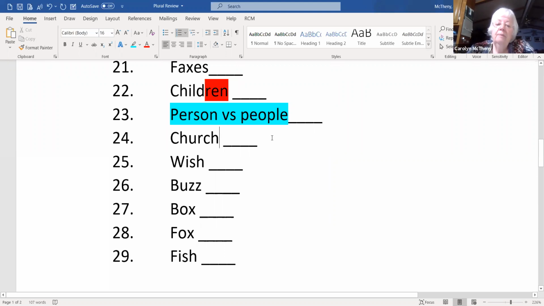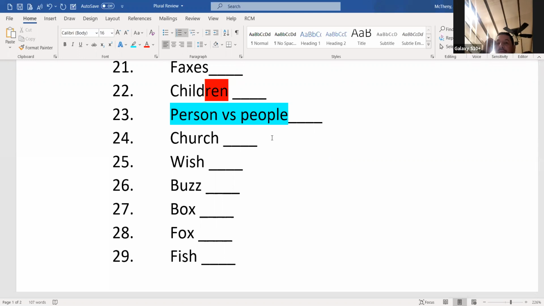Okay, Marty. Person. Let's look at the word on the screen, church. Number 24. Church. What's the last two letters? What is the last two letters in church? Okay, it's going to be C and H. So when a word ends in C and H, what do we do to make it plural?